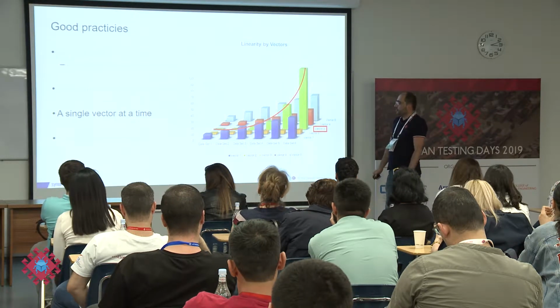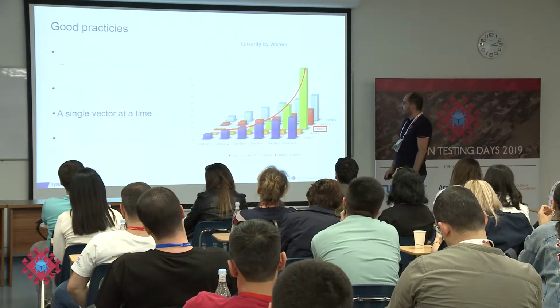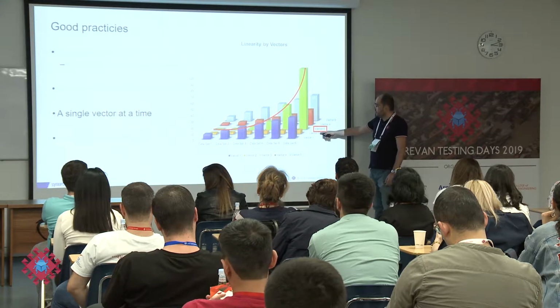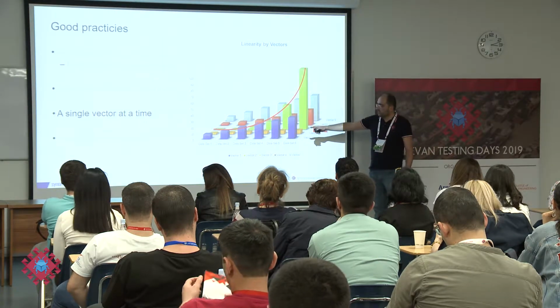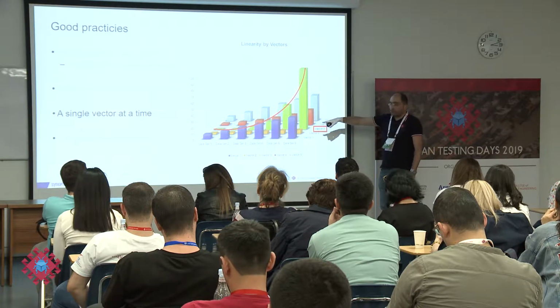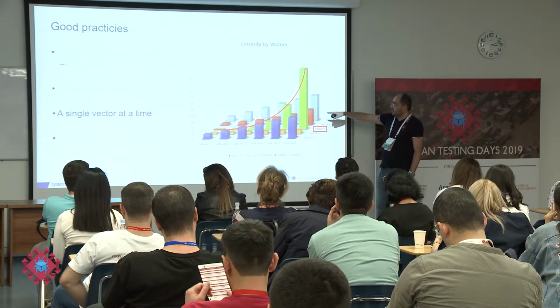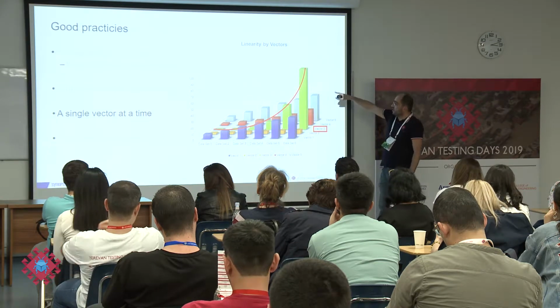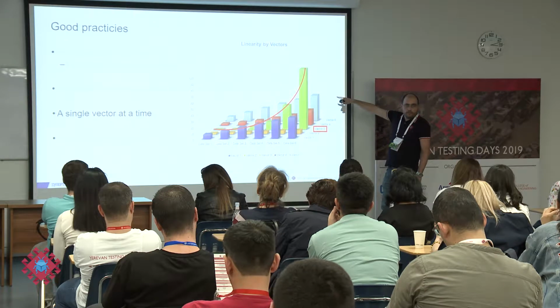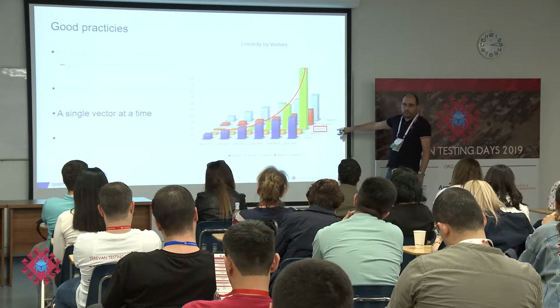So with this approach, this is an example. Here we have different vectors and different data sets. If you fix a vector and change just a data set and see a problem here, it's a problem of linearity on a vector tree.